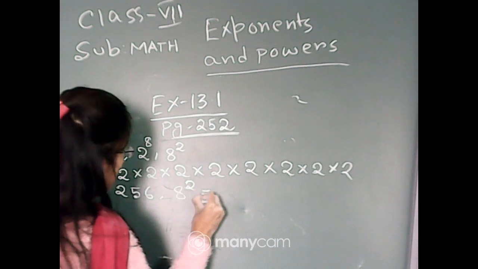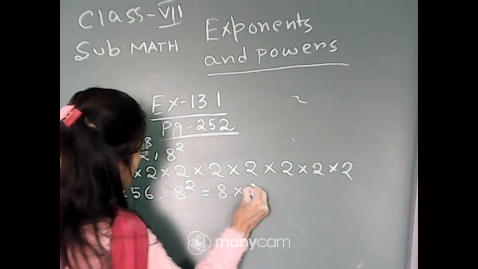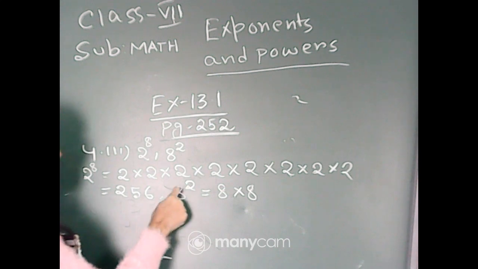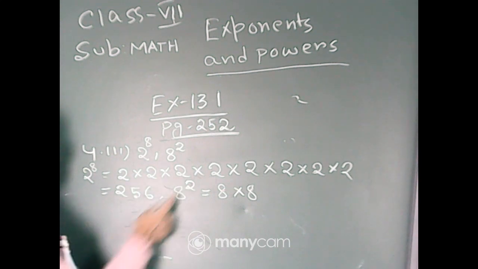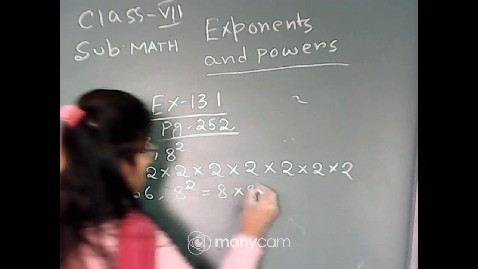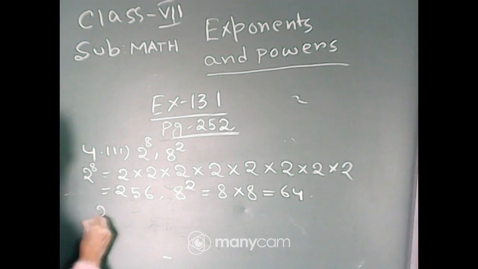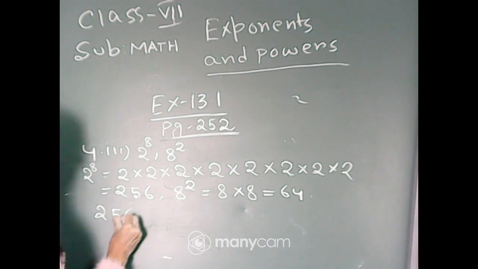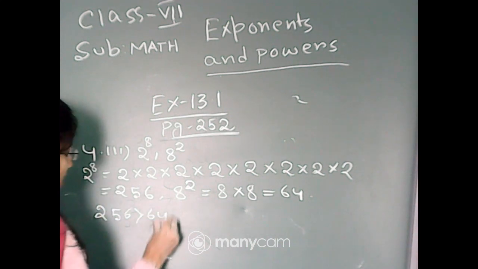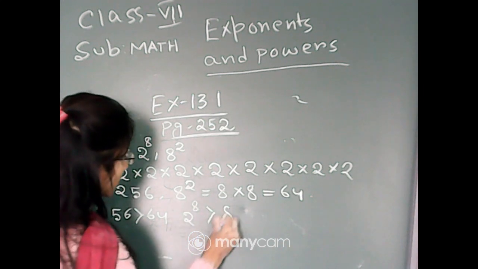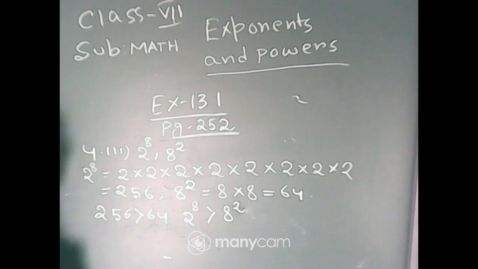8 square is equal to 8 into 8. Here 8 is the base and 2 is the power. Since the power is 2, we write 8 2 times, and the value is 64. Obviously 256 is greater than 64, that is 2 to the power 8 is greater than 8 square. Clear?